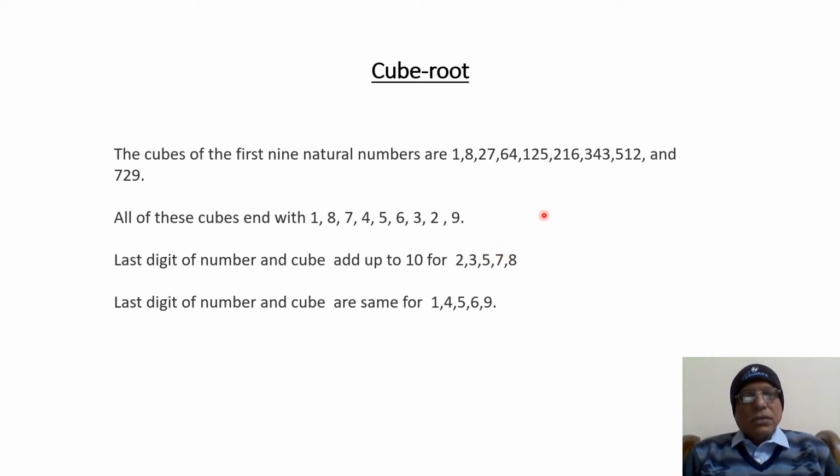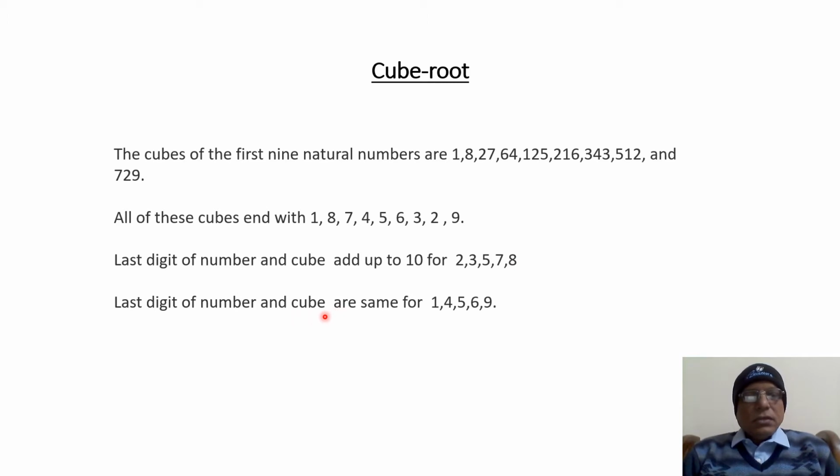Then the cube of 7 is 343. So 7 here and the last digit of 343 is 3, so 7 plus 3 is 10. Then the cube of 8 is 512. So the 8 here and the last digit 2, 8 plus 2 is again 10.